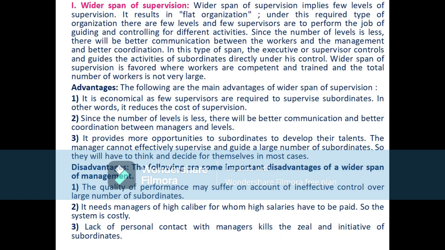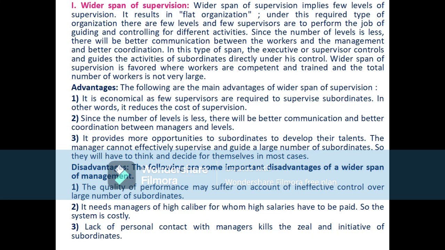And the last one is that lack of personal contact with managers kills the zeal and initiative of subordinates. In every aspect, at every level of management, the subordinates should have good personal contact with managers, because they have to know about the flaws in their work also. The experience of the manager will be helpful for the subordinates in their work. If there were any flaws in their work, they can clarify with the help of managers. Therefore there should be personal contact with the managers every time. Then it increases the subordinates' initiative, their zeal or enthusiasm in the work.